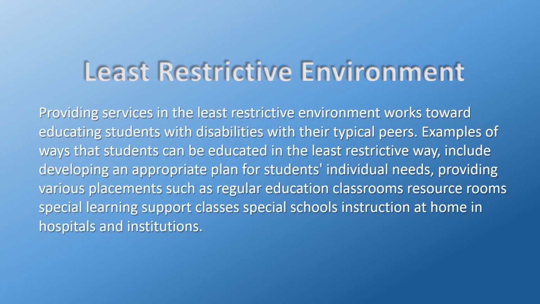Providing services in the least restrictive environment works toward educating students with disabilities with their typical peers. Examples of ways that students can be educated in the least restrictive way include developing an appropriate plan for student individual needs, providing various placements such as regular education classrooms, resource rooms, special learning support classes, special schools, instruction at home, and in hospitals and institutions.